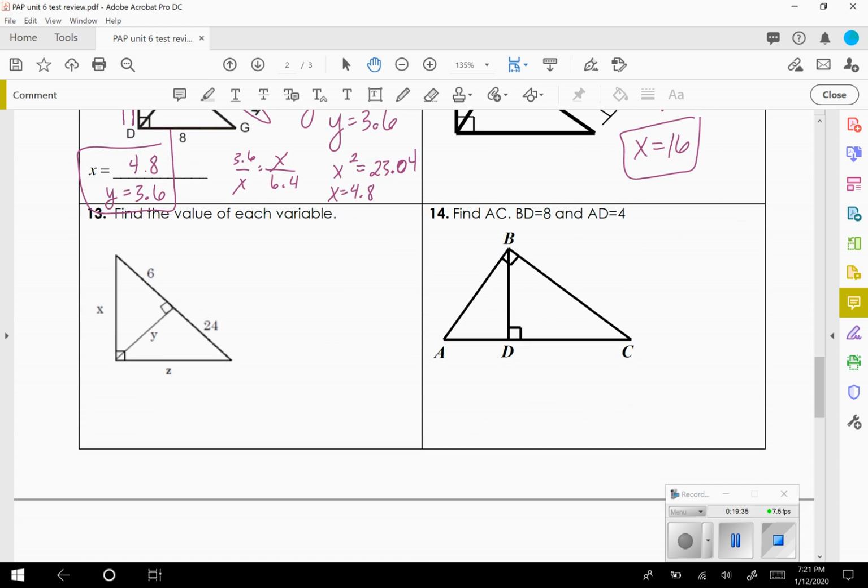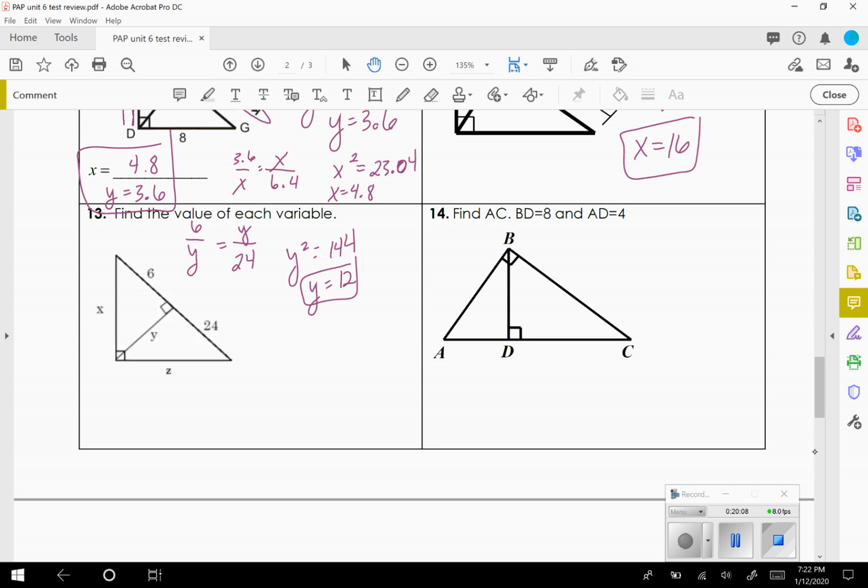All right, find the value of each variable. So we have x, y, and z. Okay, fun times here. Let's do the first one. We'll do y. Okay, we got y's on the diagonals there. Then we have one piece of it, 6. The other piece of it, 24. So y squared, 6 times 24, so 144. Okay, so the square root of that, y is 12. Okay, so there's y. Okay, now x and z.